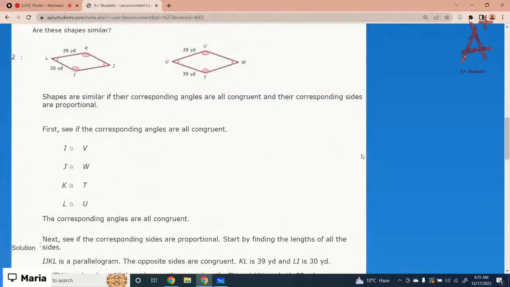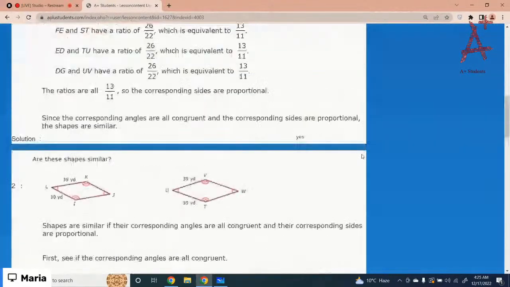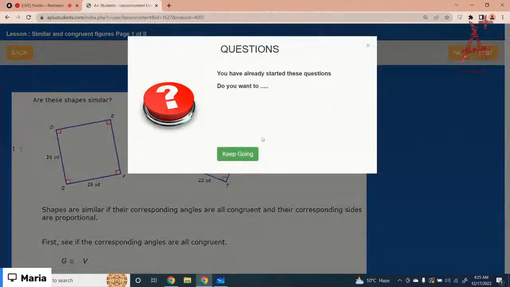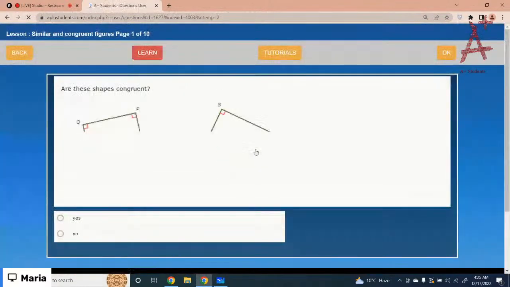Got it? Okay, let's start with the test. So are these shapes congruent? Yes or no?